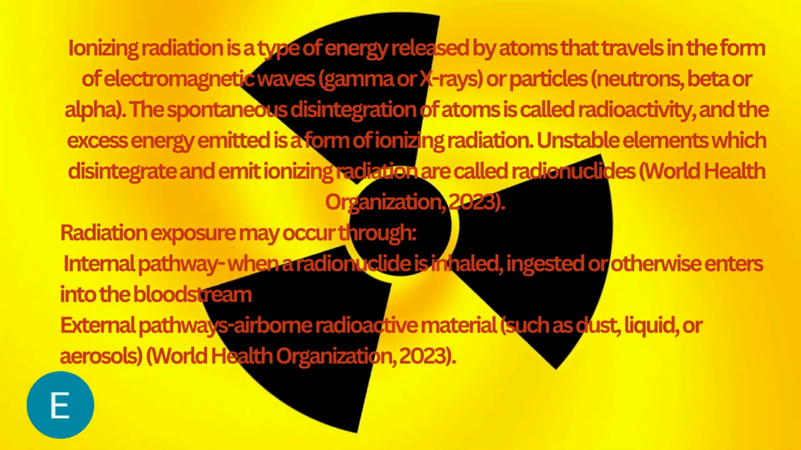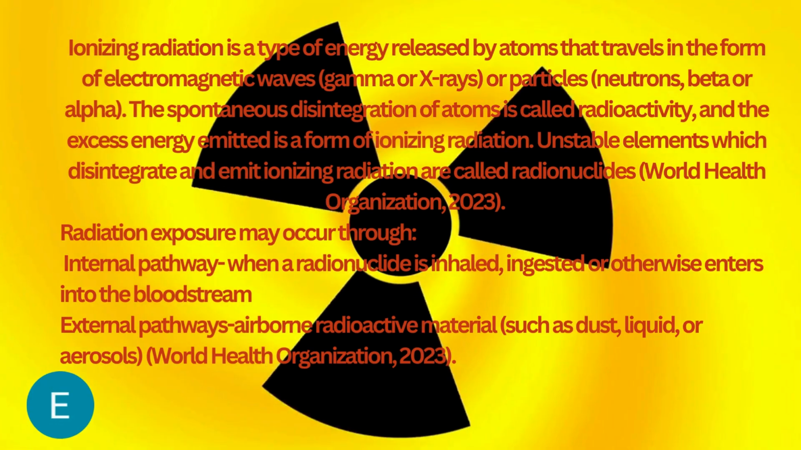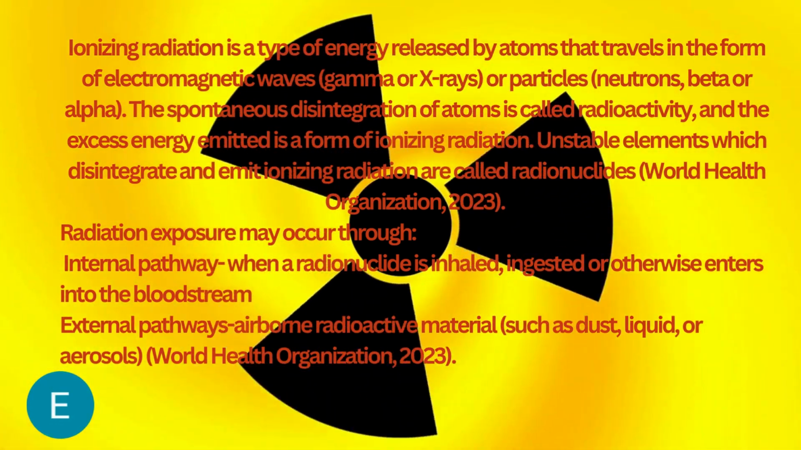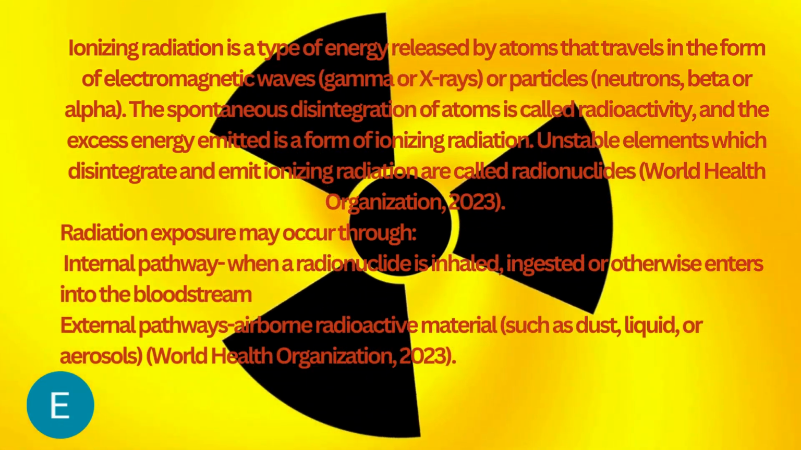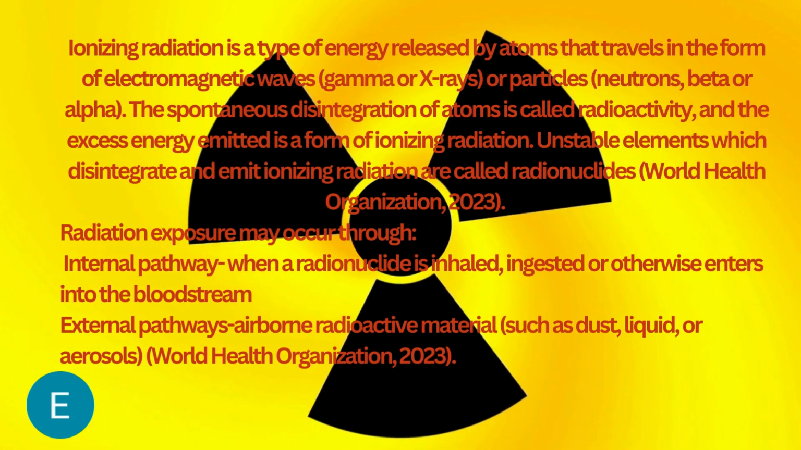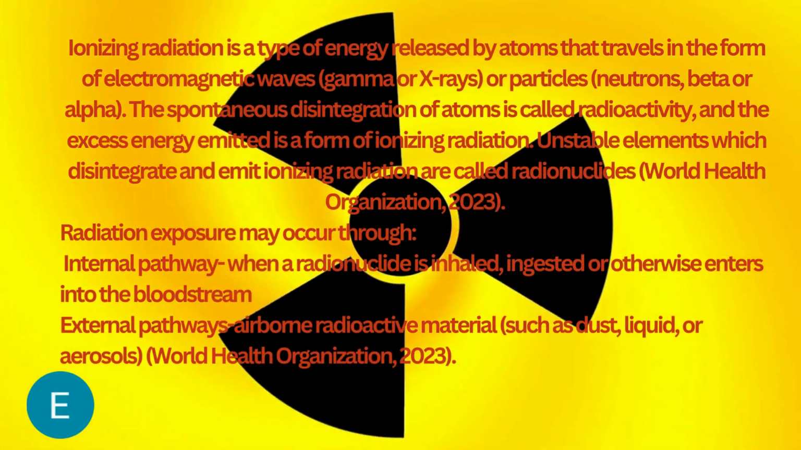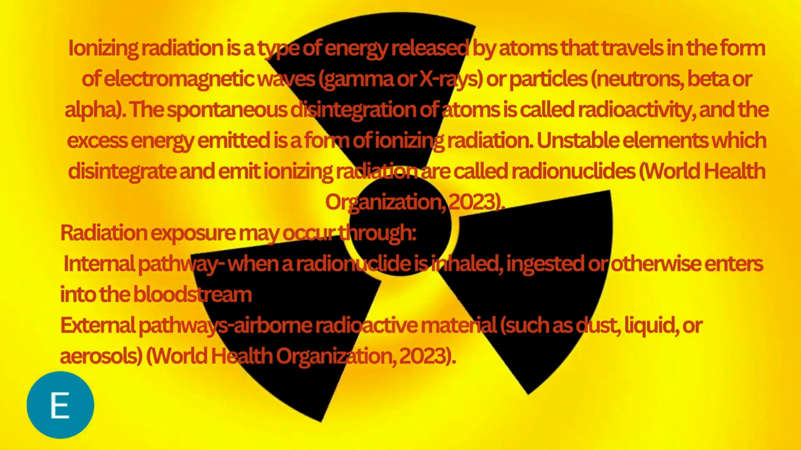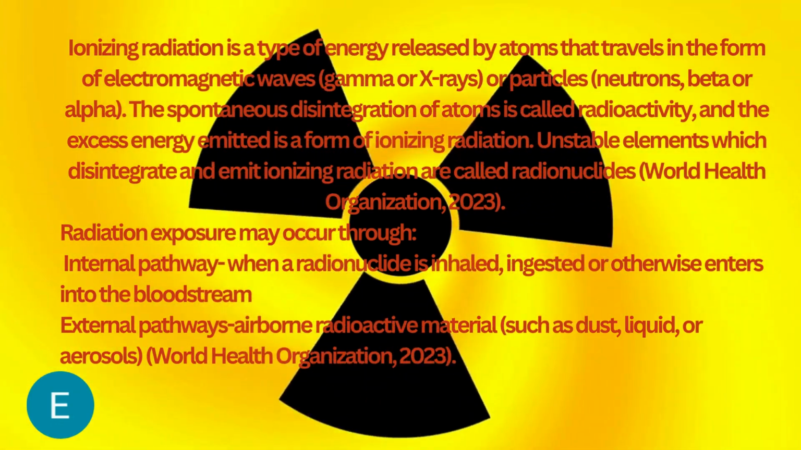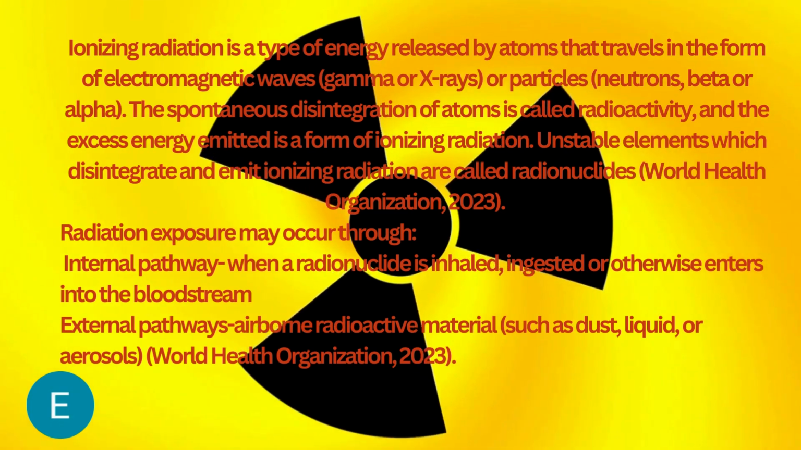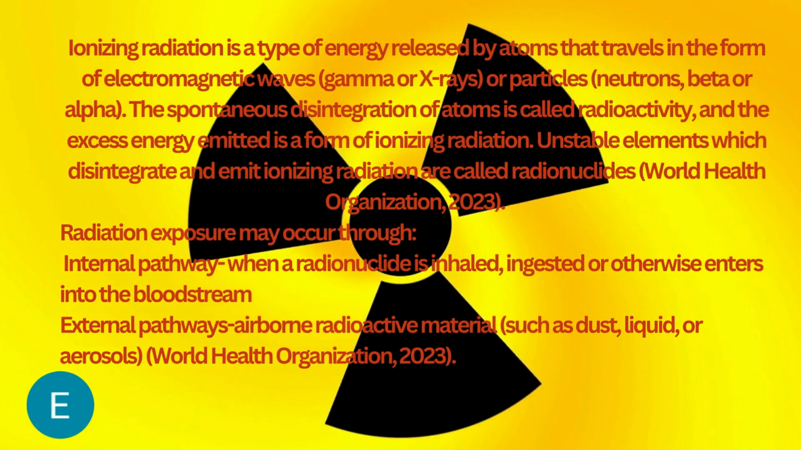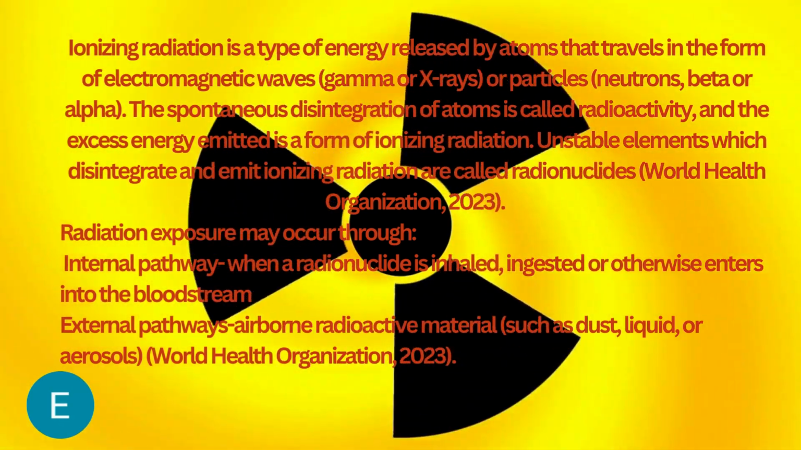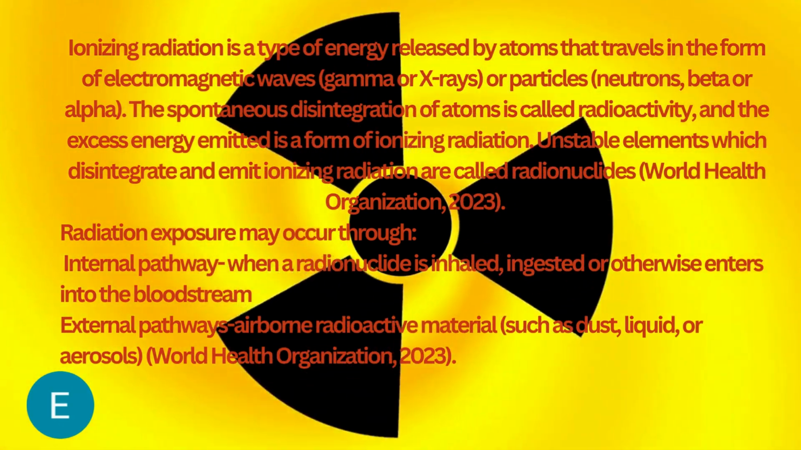It is commonly recognized that the physical and chemical reactions that accompany radiation's passage through living things are what cause ionizing radiation's biological effects on humans. Sequential alterations occur during these processes at the molecular, cellular, tissue, and entire organism levels. Radiation exposure may occur through an internal pathway when a radionuclide is inhaled, ingested, or otherwise enters the bloodstream, for example by injection or through wounds. In external pathways, airborne radioactive material, such as dust, liquid, or aerosols, is deposited on skin or clothes.